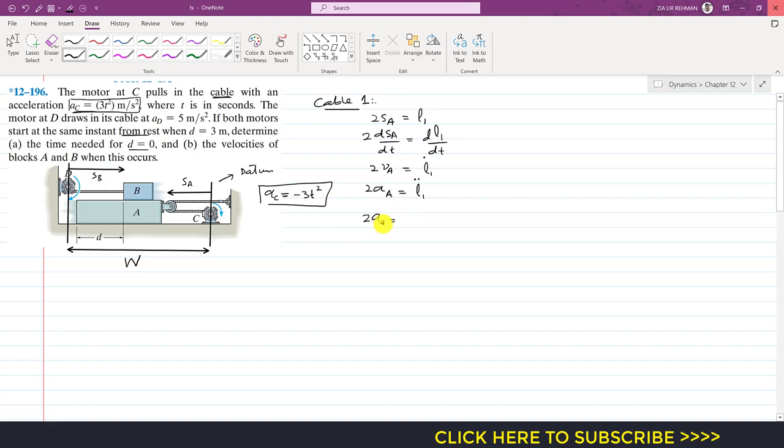And we can say that this is 2AA and L1 double dot, and this will be equal to AC, right? Since the rate of this motor with which it is pulling the cable will be equal to the rate of change of the length of that particular cable. So now we can say that 2AA will be equal to minus 3t². And similarly, if I divide both sides of the equation by 2, then we can say that AA, this is capital AA.